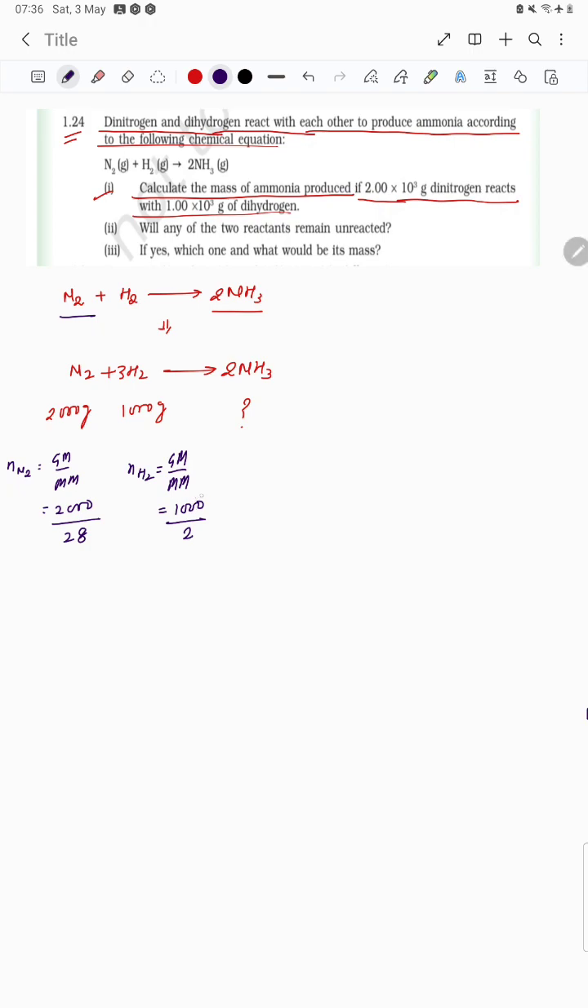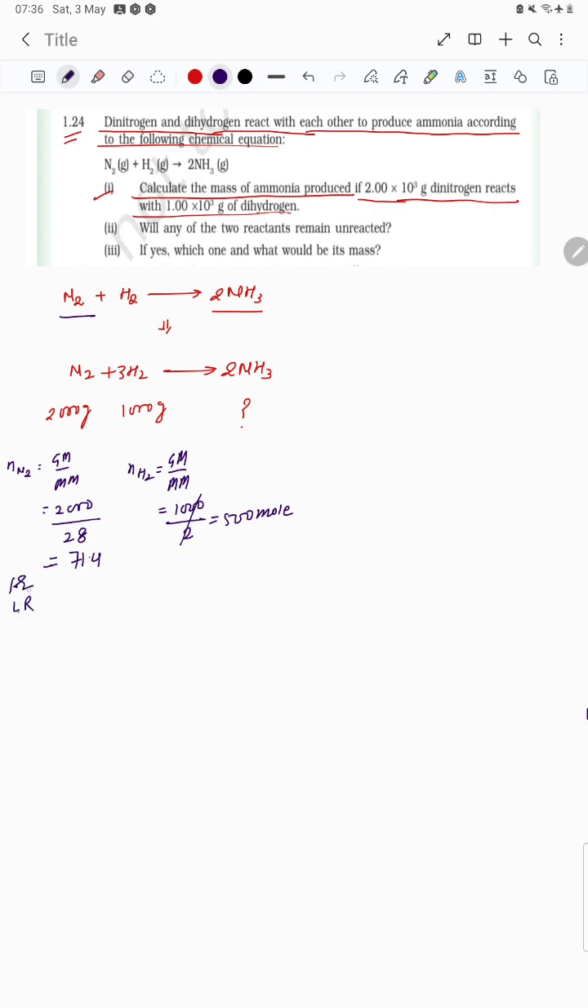So here if you are dividing this one, it is going to give, student, 500 mole, right? And now if you divide 2000 by 28, let me find the value. 2000 by 28, it is coming 71.4.